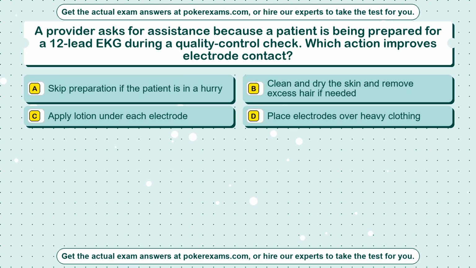Question 32. A provider asks for assistance because a patient is being prepared for a 12-lead EKG during a quality control check. Which action improves electrode contact? Option A. Skip preparation if the patient is in a hurry. Option B. Clean and dry the skin and remove excess hair if needed. Option C. Apply lotion under each electrode. Option D. Place electrodes over heavy clothing.